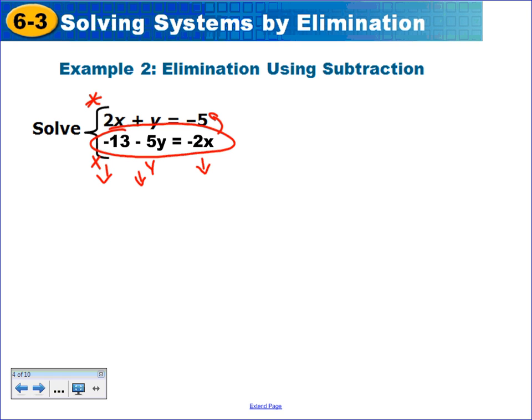So the first thing I see is that my constants, negative 13 minus 5y equals negative 2x. I can move my constants to the other side by adding 13.